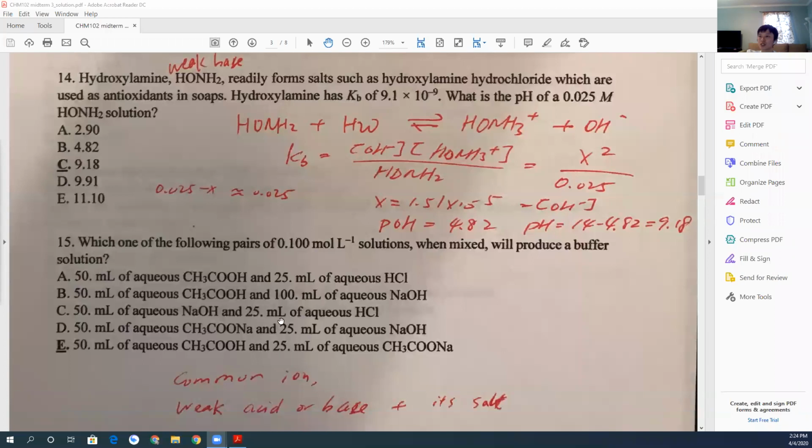Next, number 15. Which one of the following 0.1 molar solutions will produce a buffer solution when mixed? For a buffer, you want them to have a common ion effect, and this common ion should be from a weak acid or base. So E, the last one, this acid group, acetate. You have the weak acid and the corresponding salt, so that will give you this buffer solution.